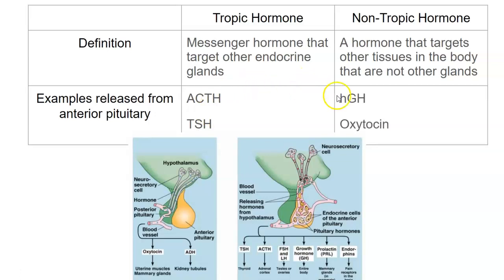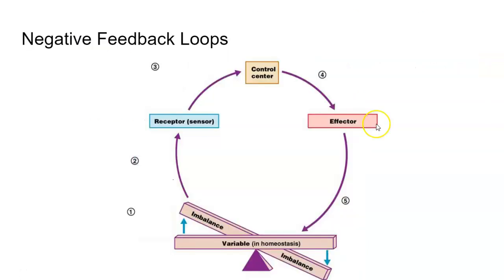So for example, HGH, which is human growth hormone, is going to go to the bones and tell the bones to grow. Okay, oxytocin is going into the tissues of the uterus and starts contractions for the uterus when the woman goes into labor. So those are two examples of non-tropic hormones because they have a specific function. They're not telling another gland to release another hormone.